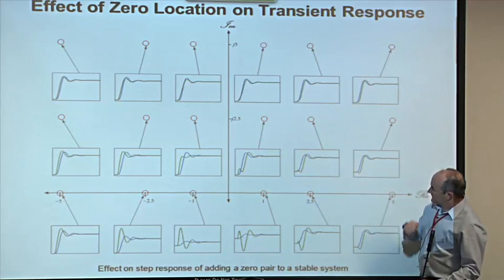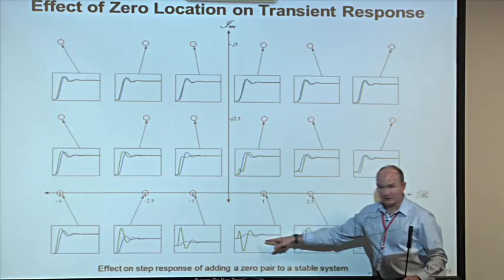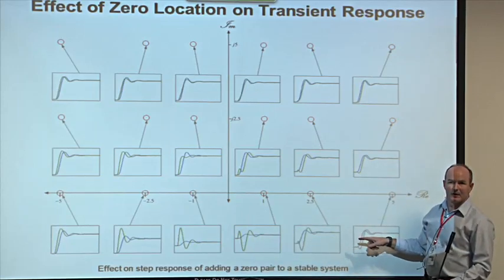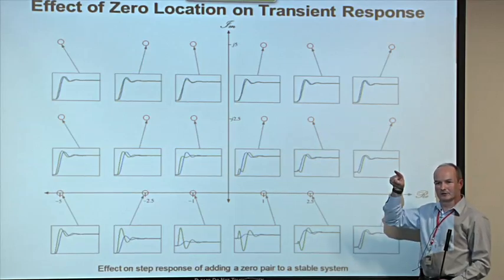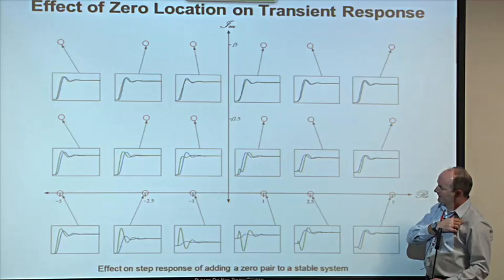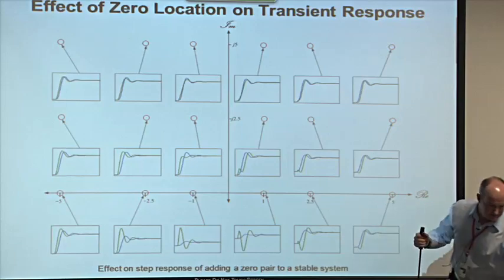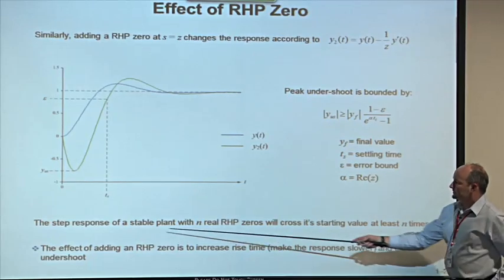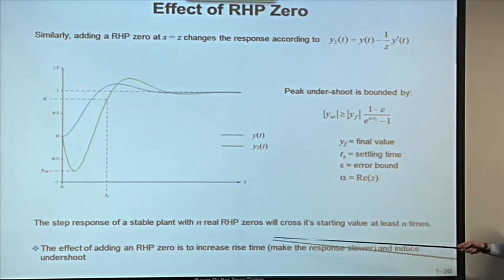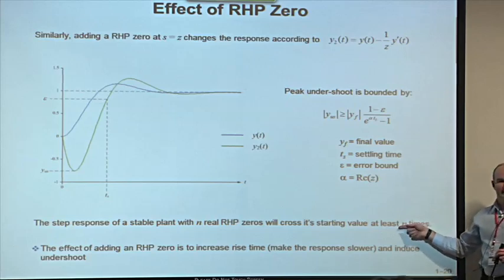Now, you may have noticed that the responses we're getting in the right half plane over here aren't just an undershoot. They sort of do an overshoot and then undershoot and then they recover. They go up, down, up. And the reason for that is that there's a general principle at work with right half plane zeros, which is that the step response with n right half plane zeros will always cross its starting value at least n times.